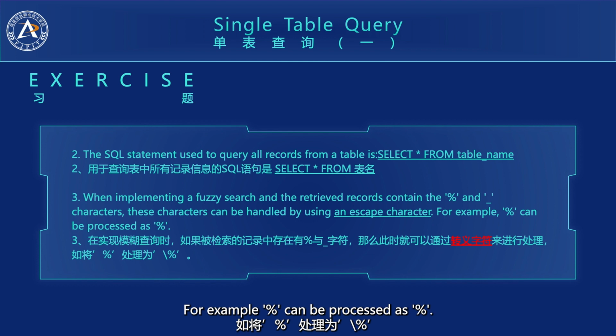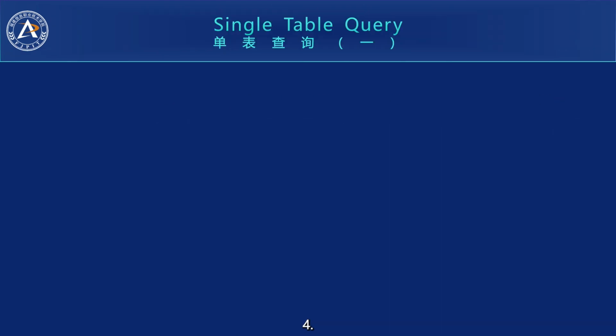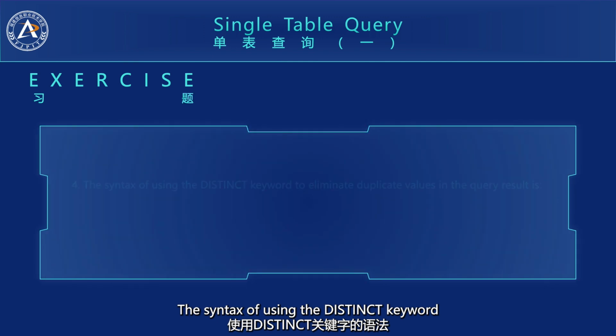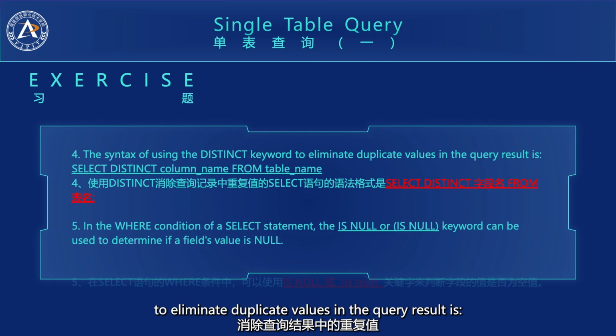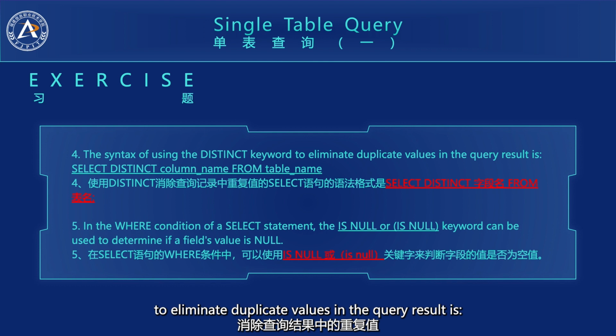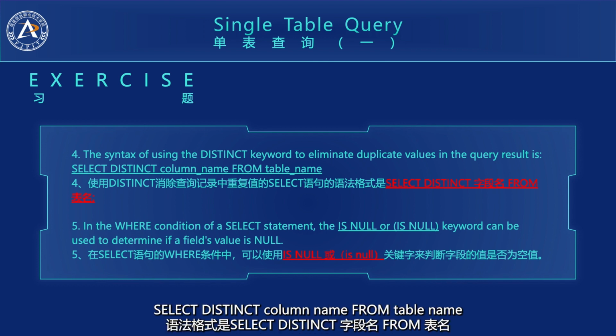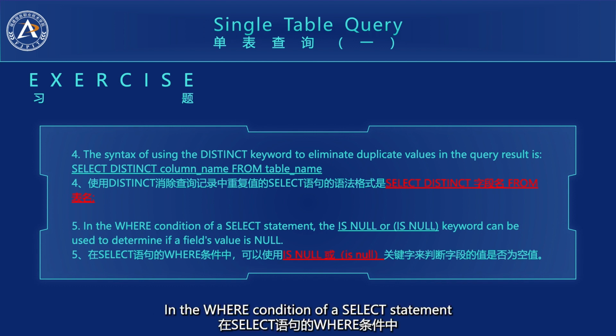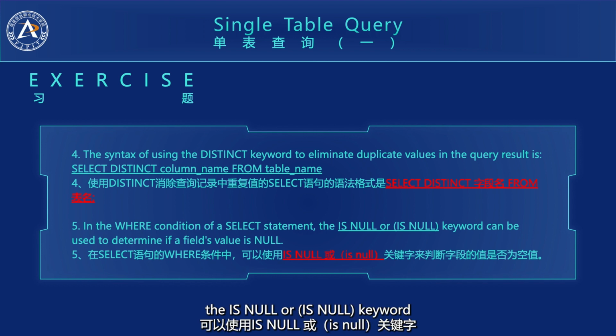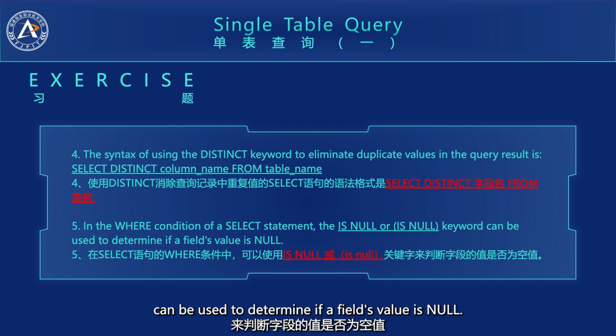For example, % can be processed as \%. 4. The syntax of using the distinct keyword to eliminate duplicate values in the query result is select distinct column_name from table_name. 5. In the where condition of a select statement, the is null keyword can be used to determine if a field's value is null.